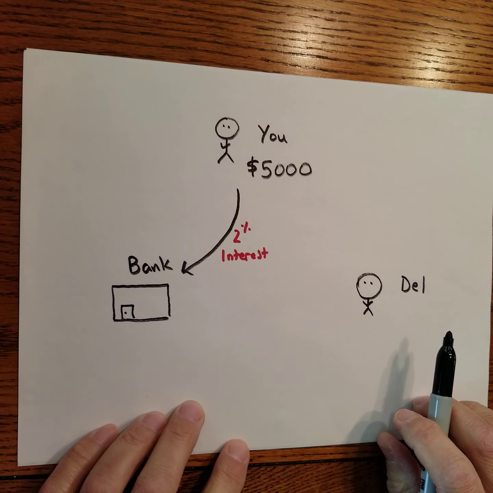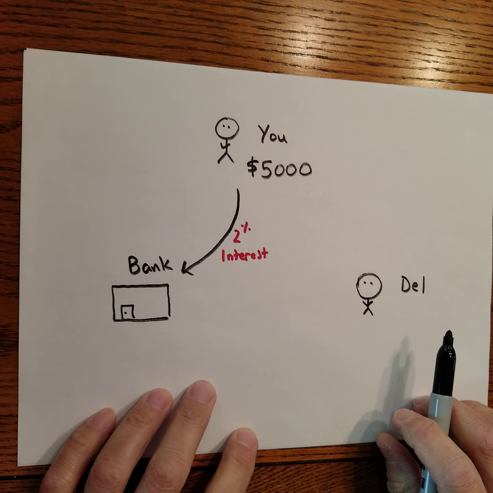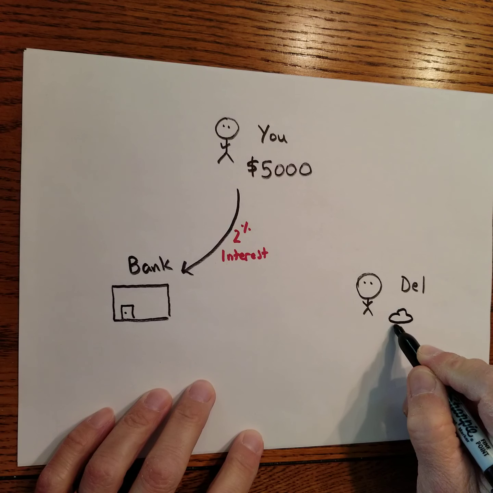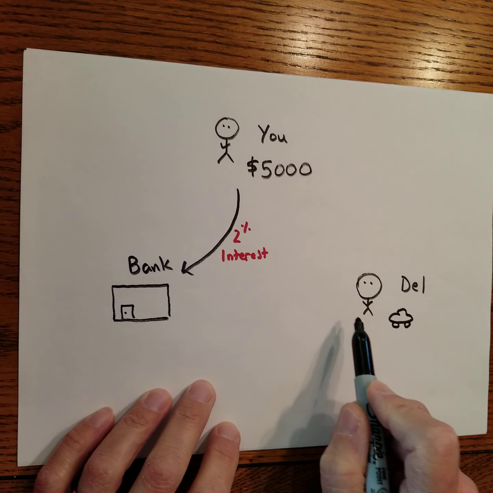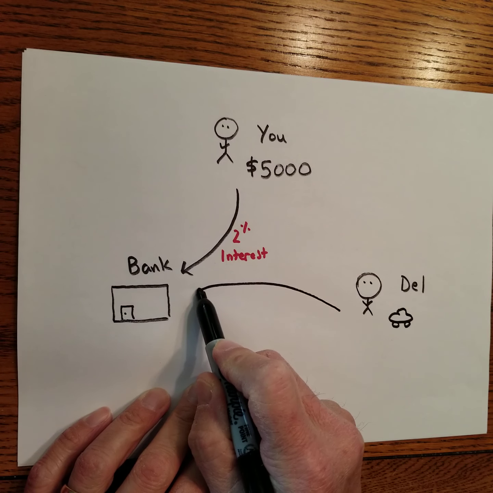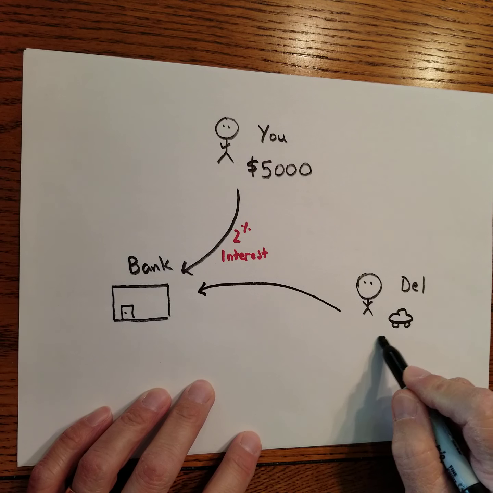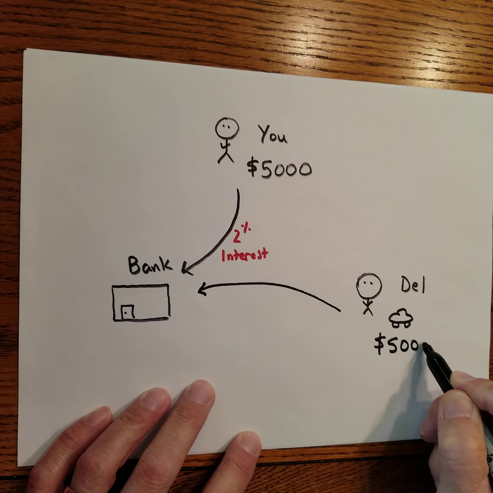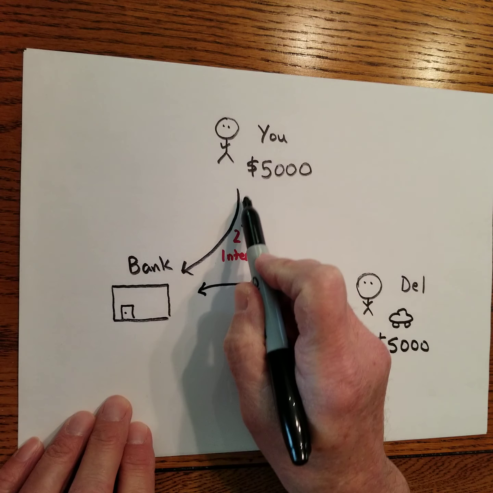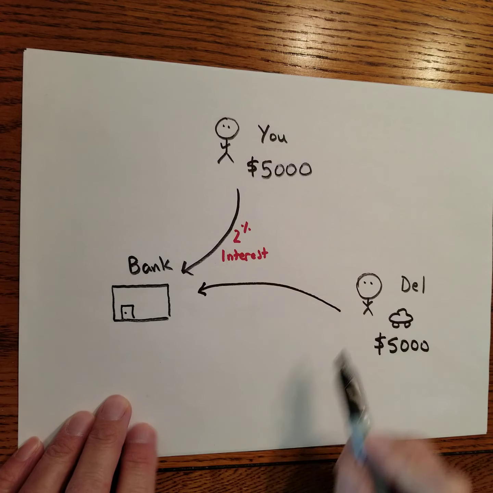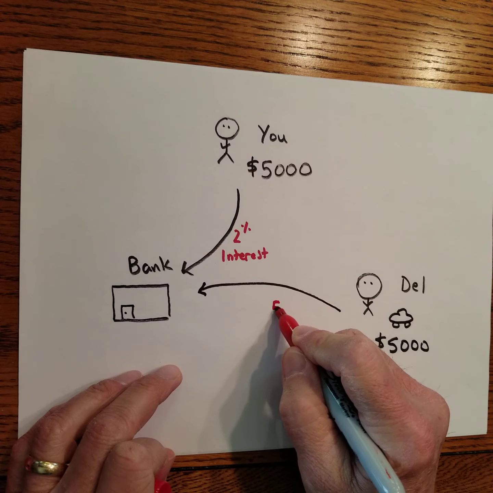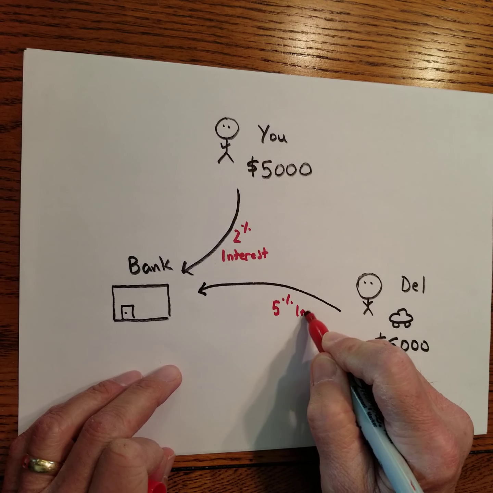The next day, Dell shows up at the bank. He's been having some car problems. He wants to buy a new car, but he doesn't have enough money. So he asks the bank if he can take a loan. He'd like a loan of $5,000. The bank says, we have $5,000. We'll give it to Dell. By the way, Dell, we're going to charge you 5% interest.